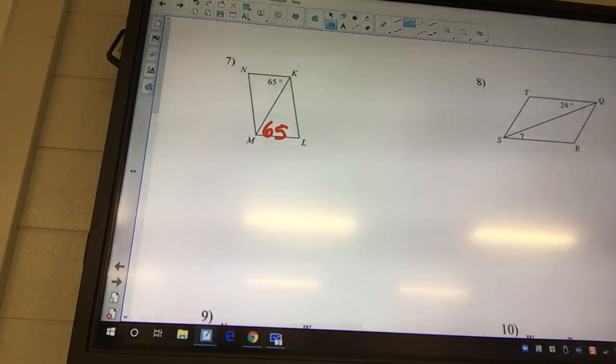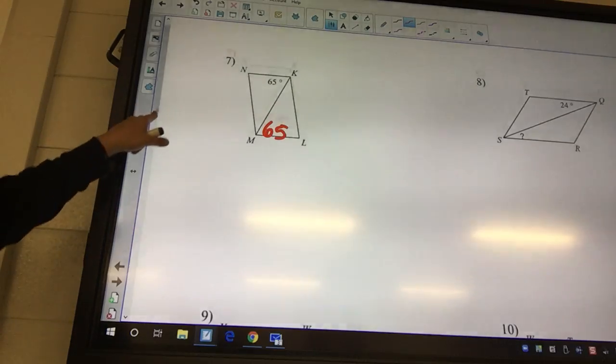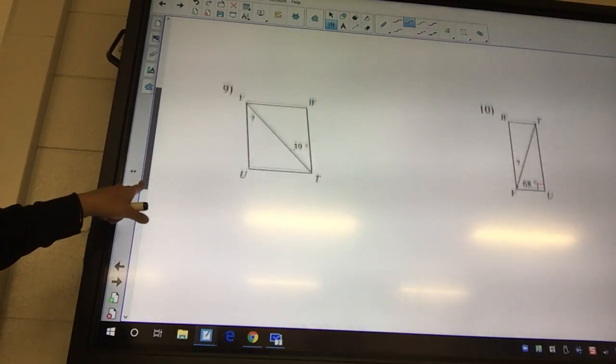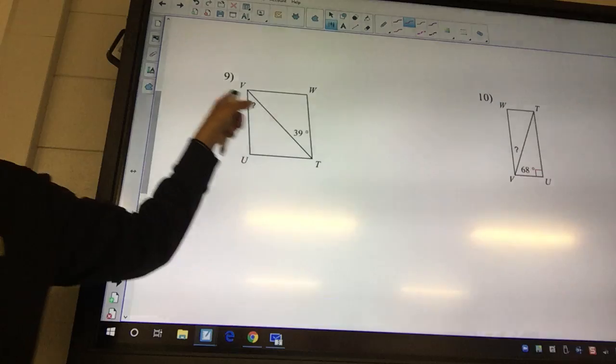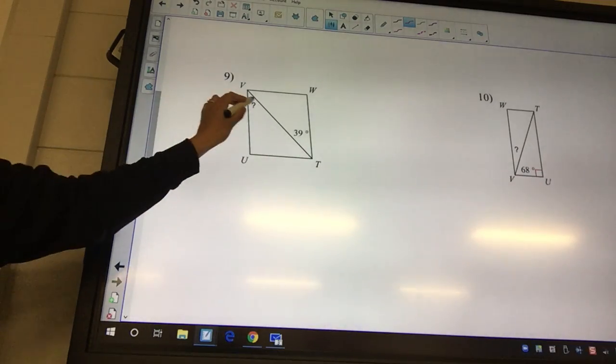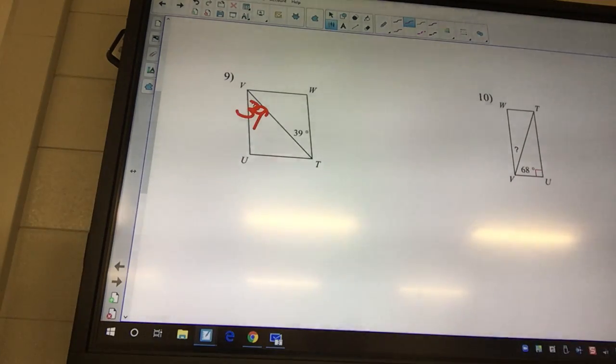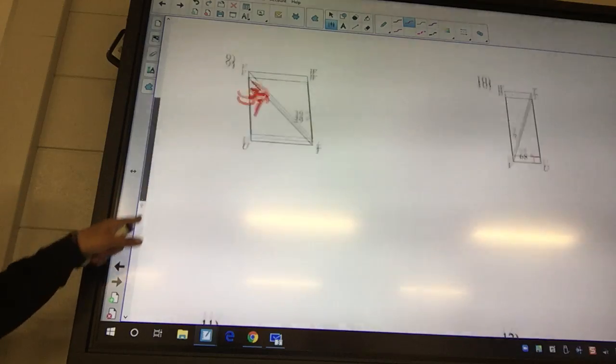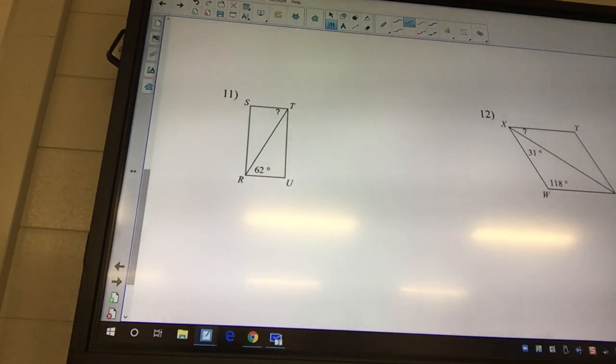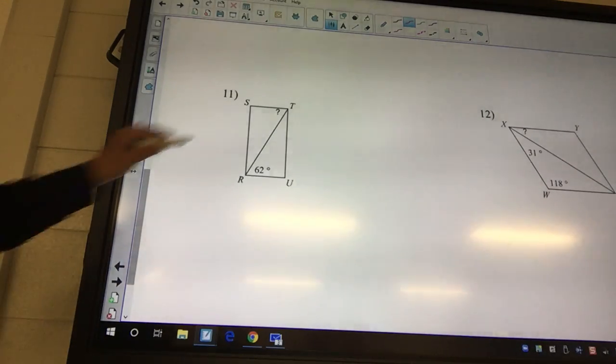Okay. 9. If this one is 39, what's the opposite side? 39. Did I get it right? Okay, 11. If the one is 62, what is the other one got to be? If it's opposite side, 62. This is easy.